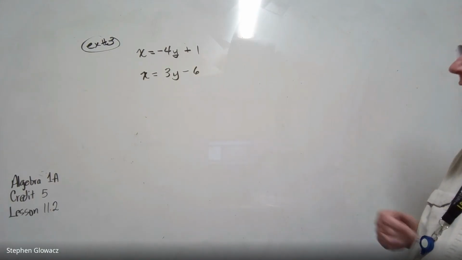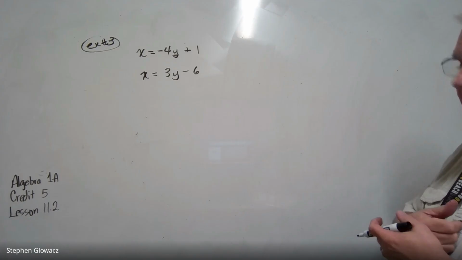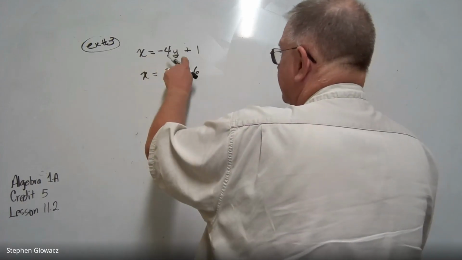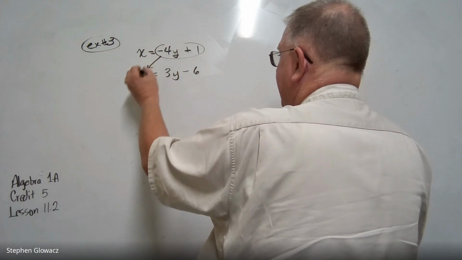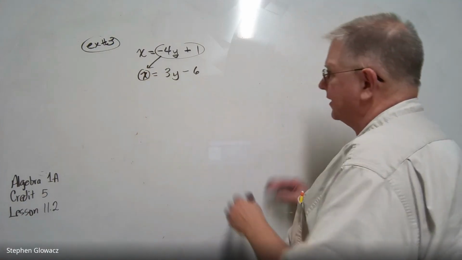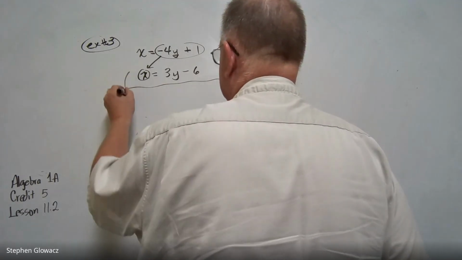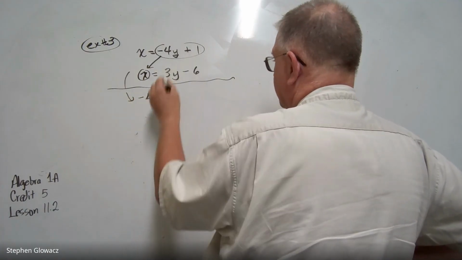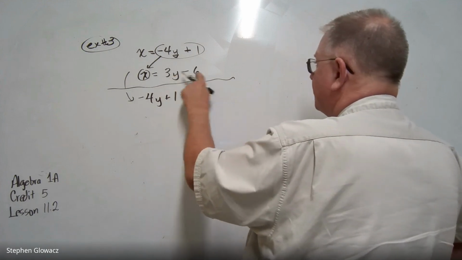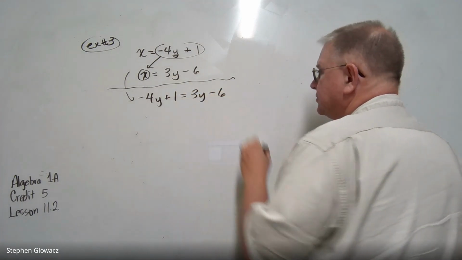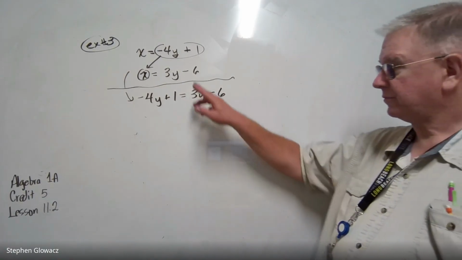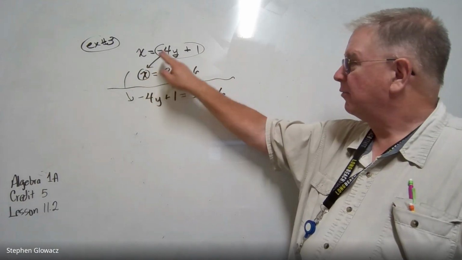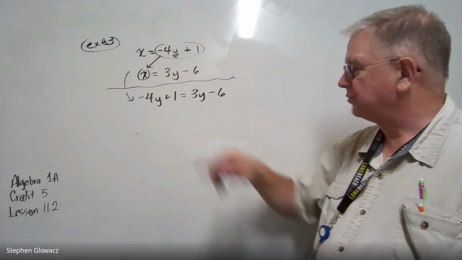So what do we do? Well, it actually gives you a choice. You can do this either way. And so let's go ahead and take x is equal to -4y plus 1 and substitute that for x in the second equation. So now substituting for x in this second equation, we have -4y plus 1 equals 3y minus 6. And so again, what we did there is we wrote down this second equation, but instead of x, we substituted in -4y plus 1.